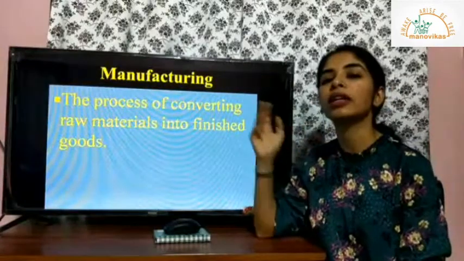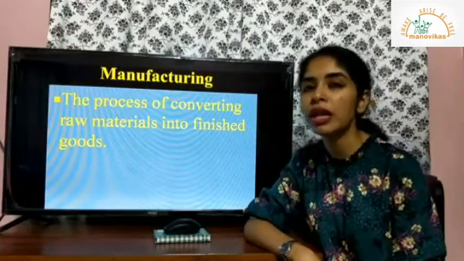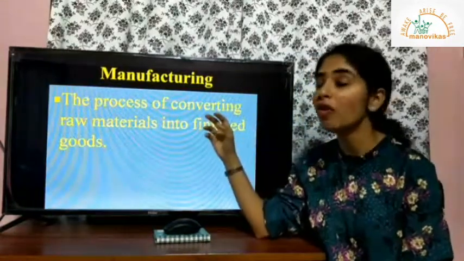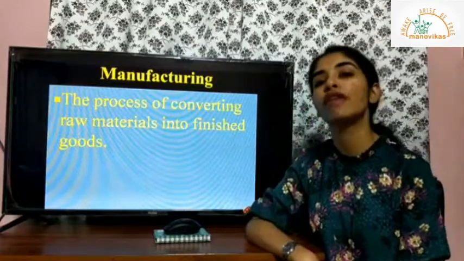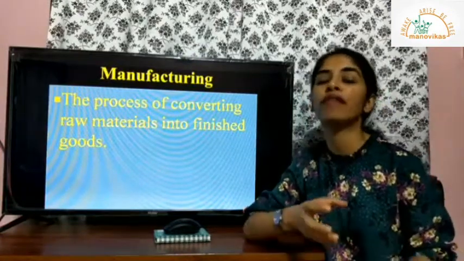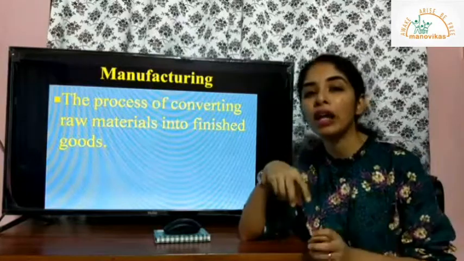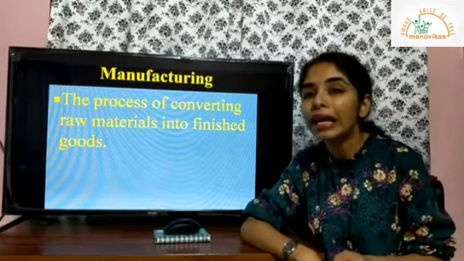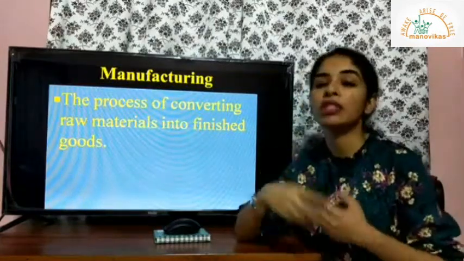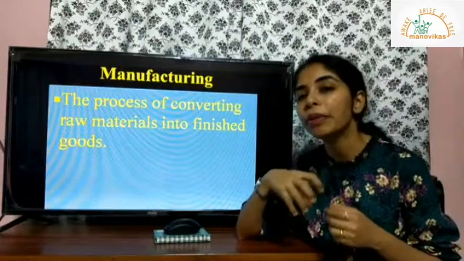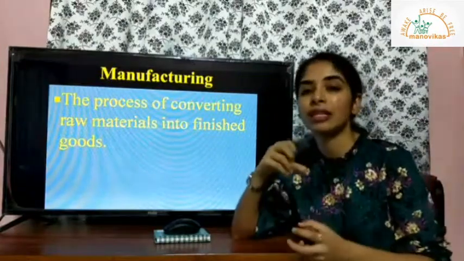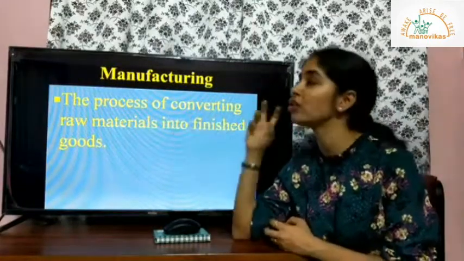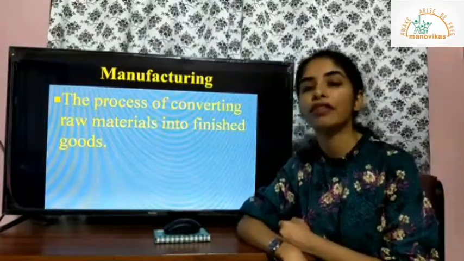Then the next part that is associated with industries is manufacturing. Now what is manufacturing? It's a process of converting raw materials into finished goods. We derive different raw materials from agriculture, from farming, from animal rearing, from mining. Now these materials sometimes cannot be consumed directly by people. They require some processing, and then they can be converted into a new type of product. That is referred to as manufacturing.